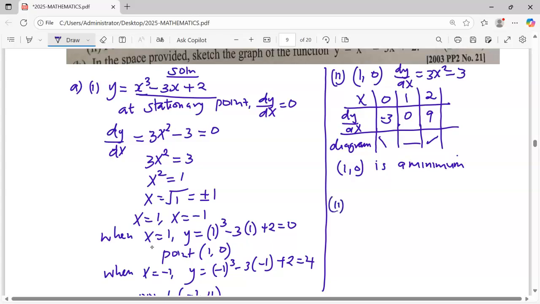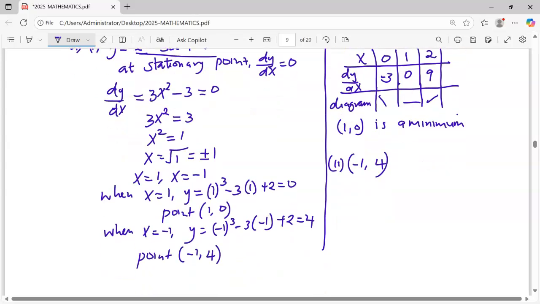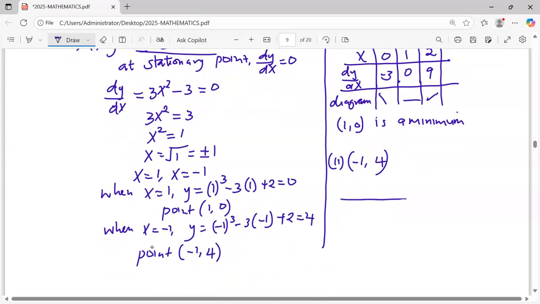Then Roman 2, the next point is negative 1, 4. Again, we determine the nature of this point. We place the negative 1 at the center. Then one step behind, we are going to land at negative 2. One step forward, we have 0. This is x. We need the dy over dx here.